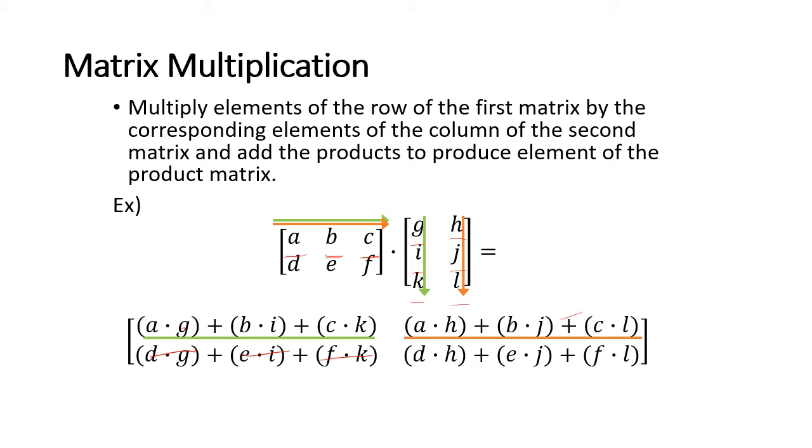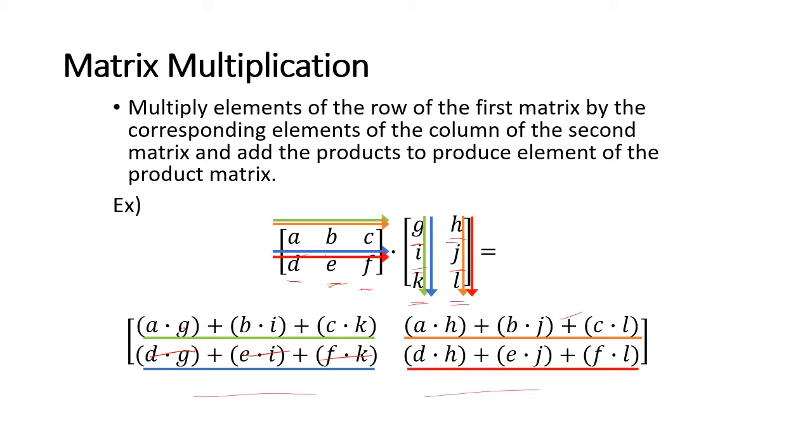Then you're done with the first row, so you're going to go down to the second row, and you'd have D times G plus E times I plus F times K. That goes here. Then you would have bottom row, second column, D times H plus E times J plus F times L, and that all goes right there. And so that's kind of the algorithm for multiplying matrices together. Now let's look at actually an example of one.